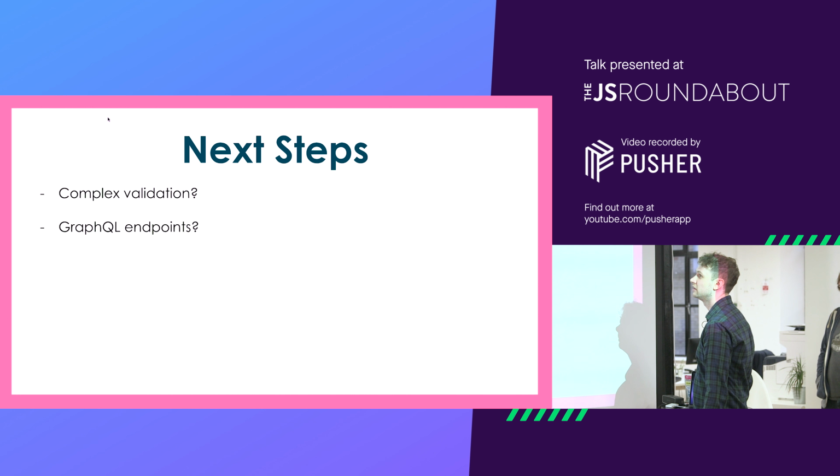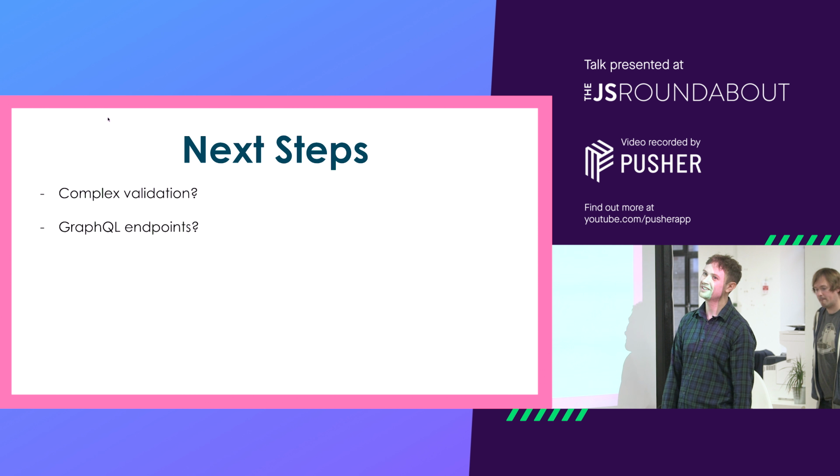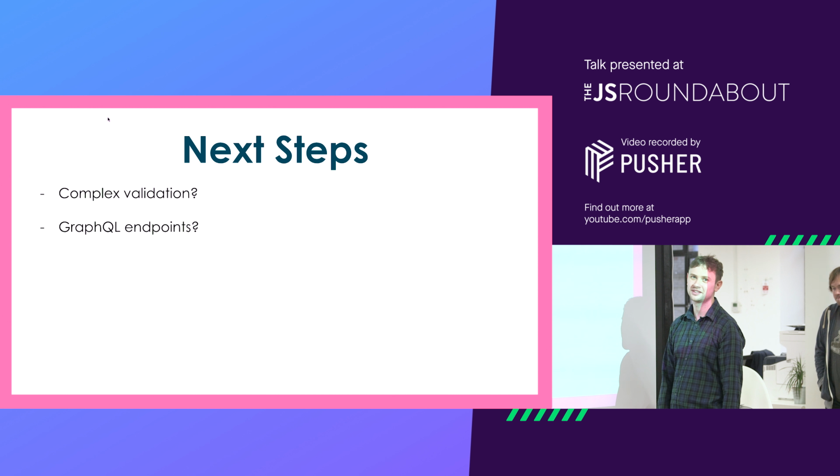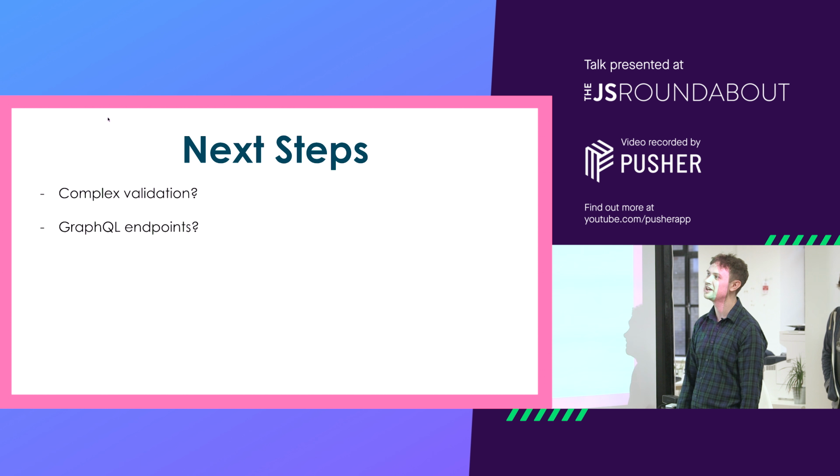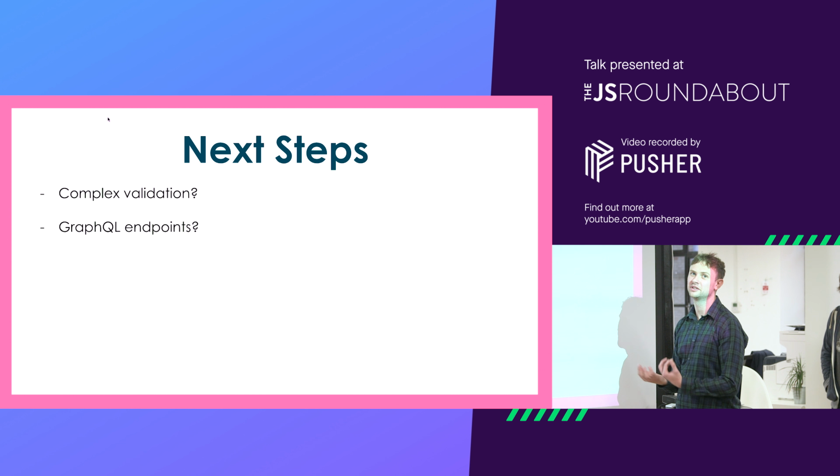Next steps for us are trying to work out how we deal with complex validation, because we've just skipped that for now. And it seems like this would work quite well with some kind of GraphQL approach to things, but we haven't really looked into that yet.